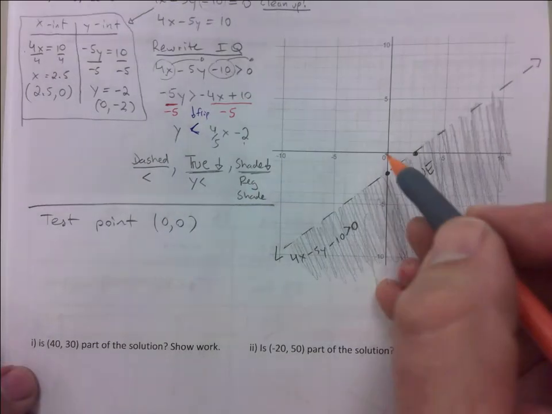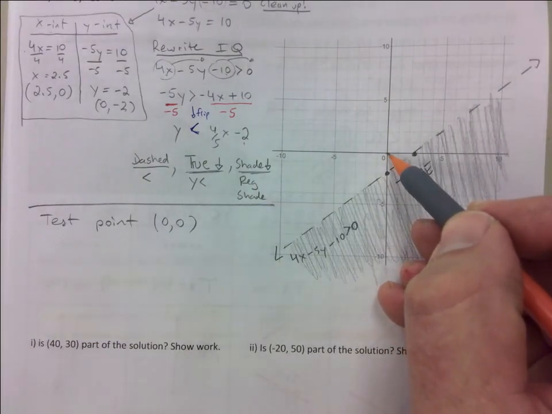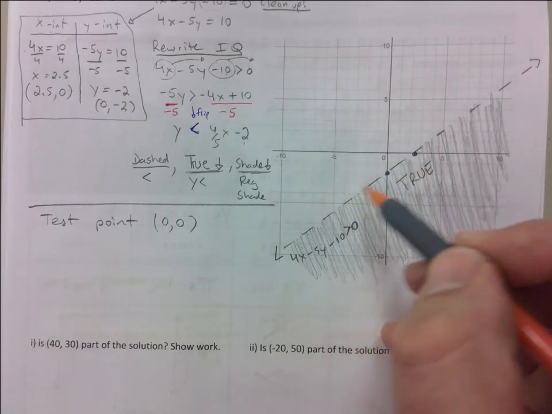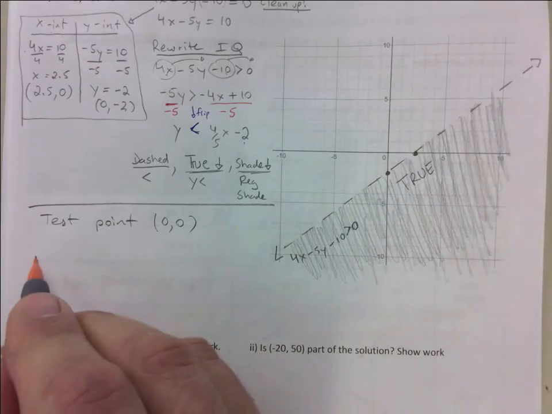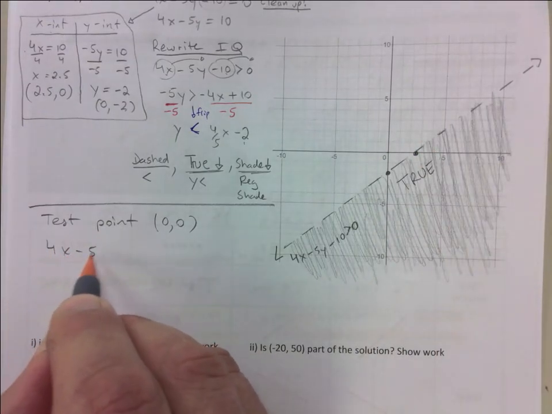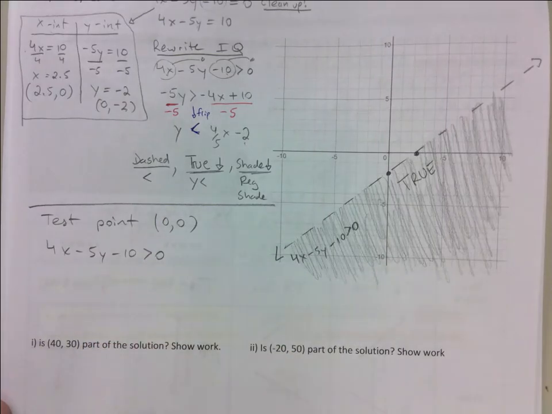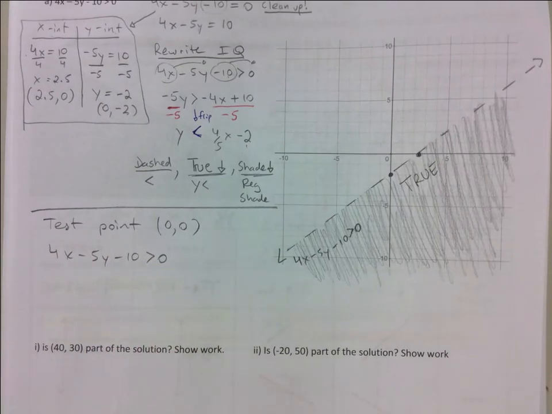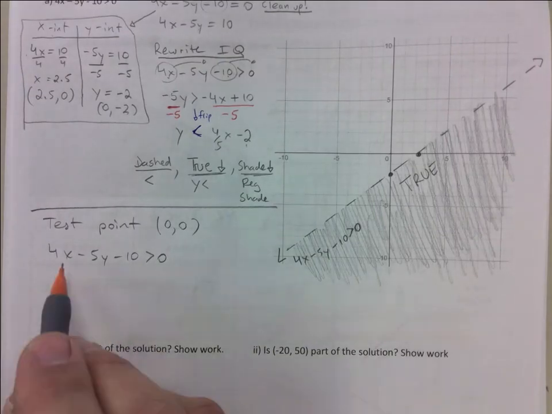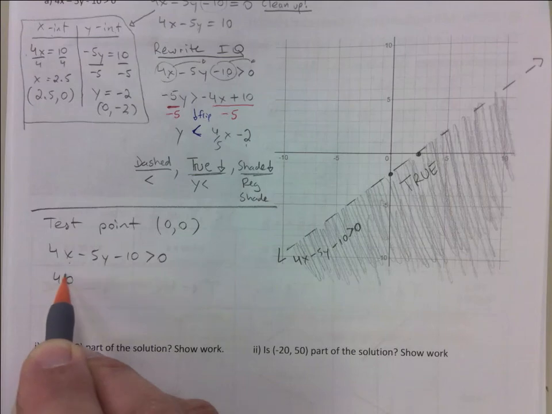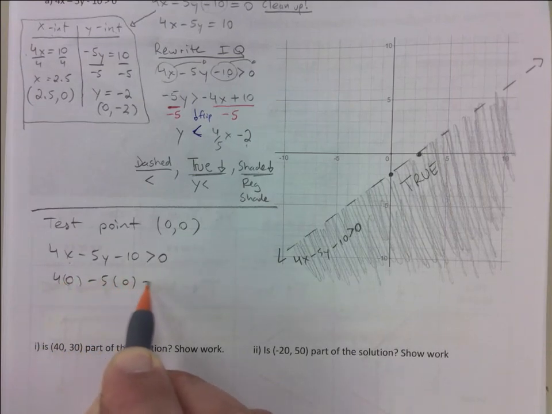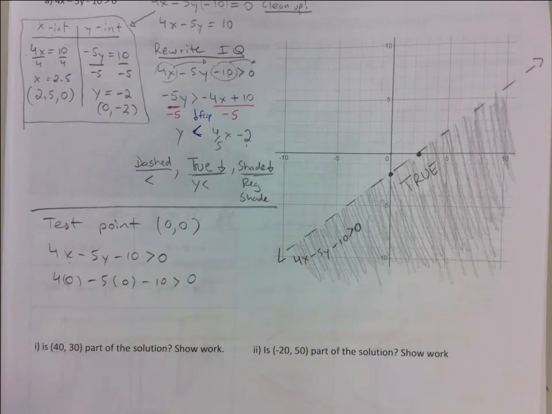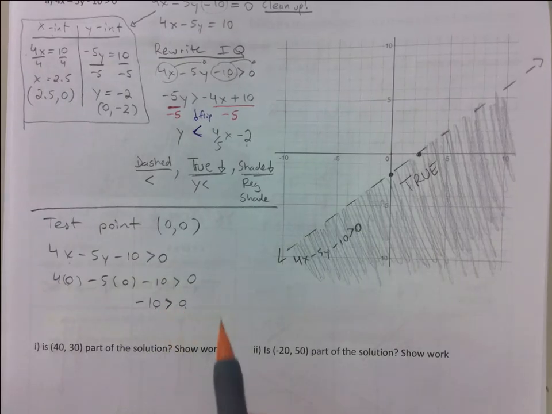What will I get if I plug this into the inequality? What will the result be? False. Okay? So I would take the original inequality. I would not do anything else if you want to do it this way. Plug in 0. 4 times 0 minus 5 times 0 minus 10 is greater than 0. Is that true? Is negative 10 greater than 0? That's false.